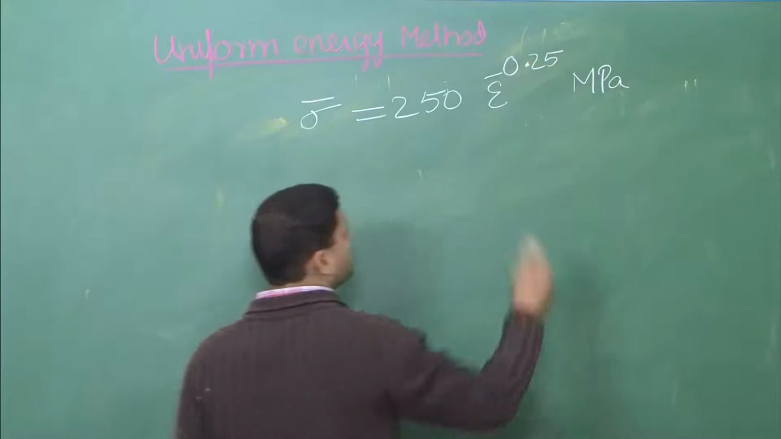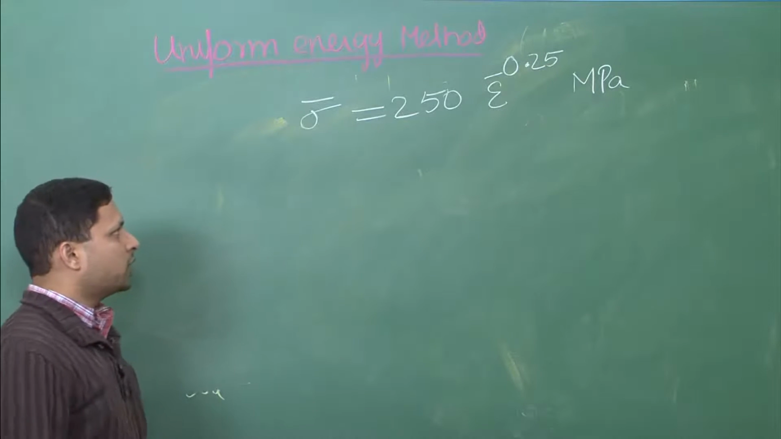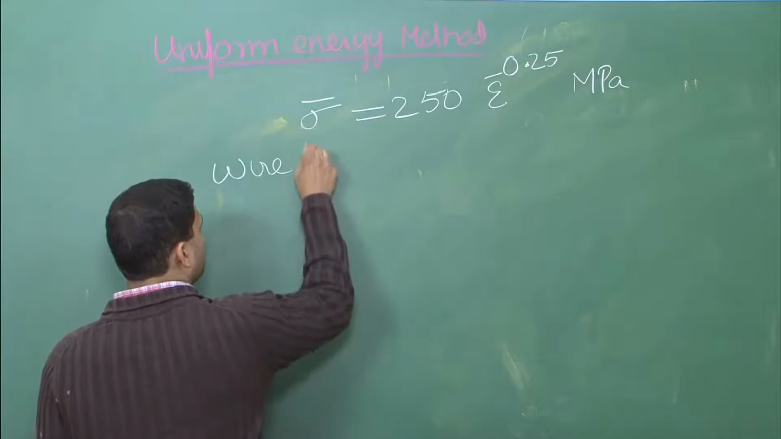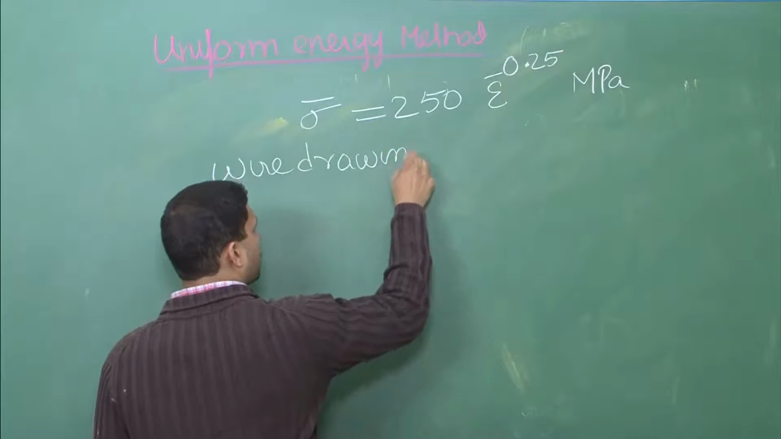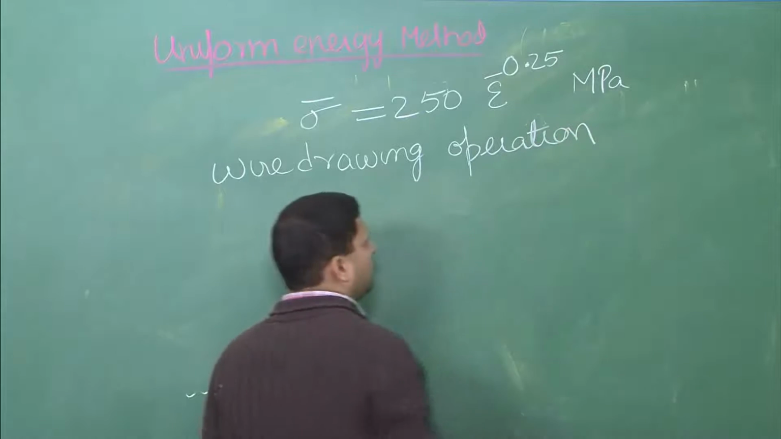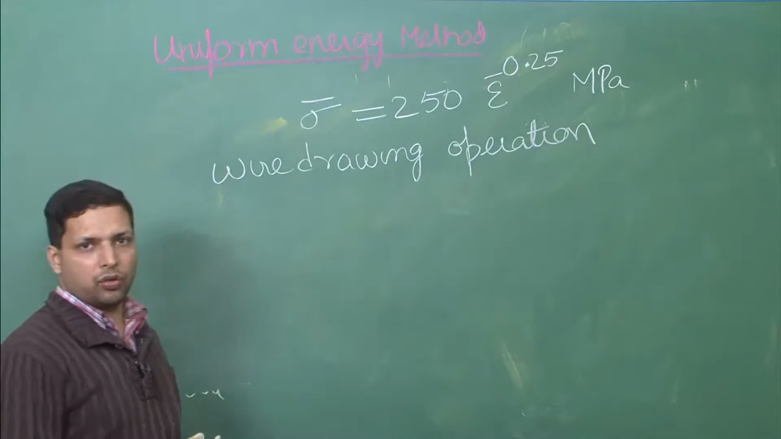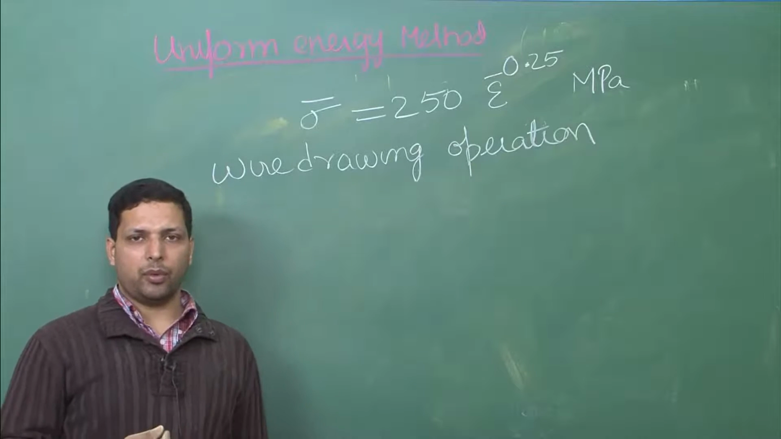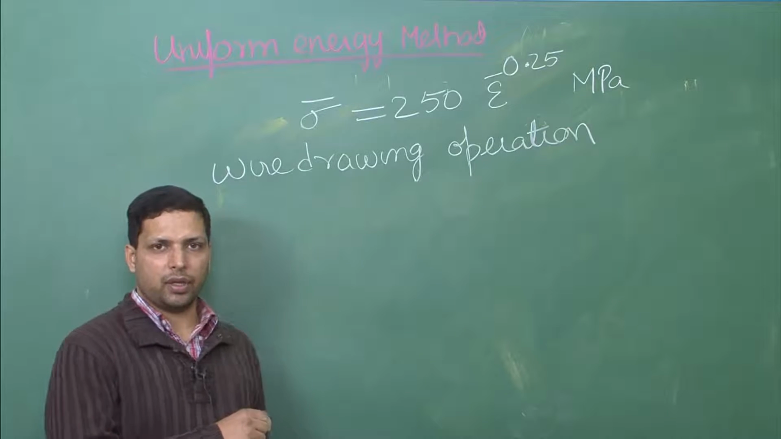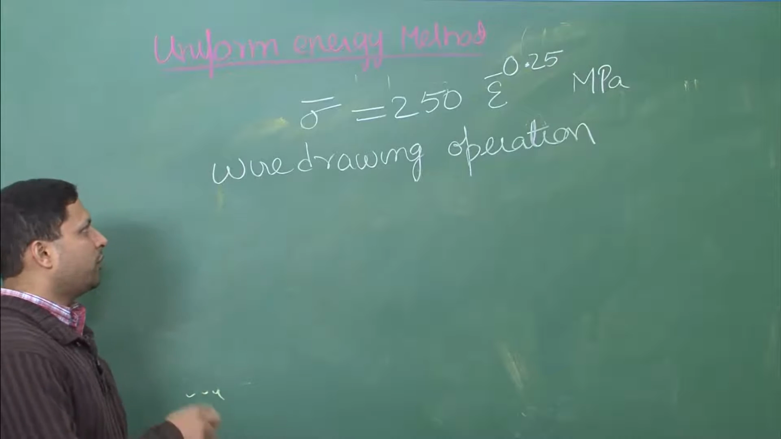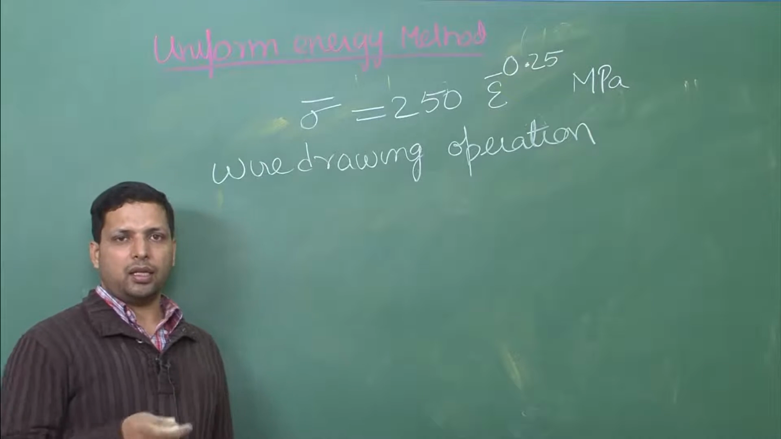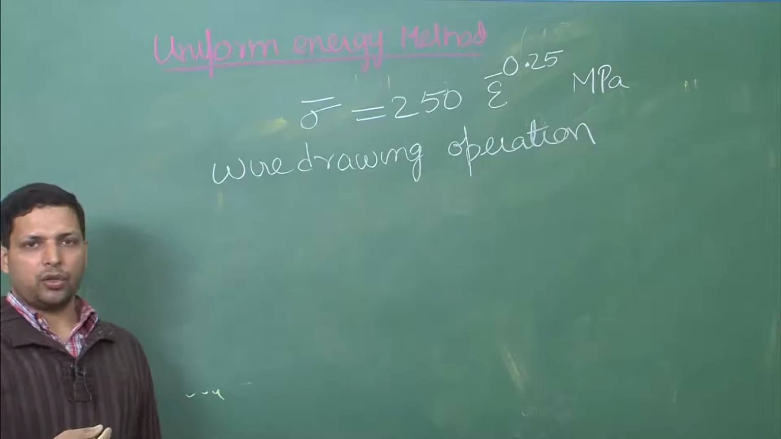So, this is the flow stress behavior that you are given, and it is said that in a wire drawing operation, where you thin down the wire by doing deformation on it. We will again draw the details of it in a moment, in another example that will come very soon. But for now, it suffices to say that wire drawing operation is where you take a thick wire, and the process is such that it reduces the diameter of the wire.